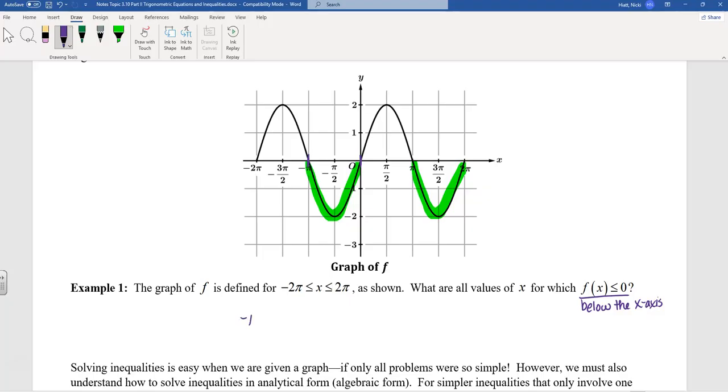So I would say negative pi less than or equal to, yes, less than or equal to, because I have an or equal to sign here, less than or equal to x, less than or equal to 0. And I could also have pi less than or equal to x less than or equal to 2 pi. Or they may give you this in interval notation, where it's a bracket negative pi, 0, union pi to 2 pi. Like that.